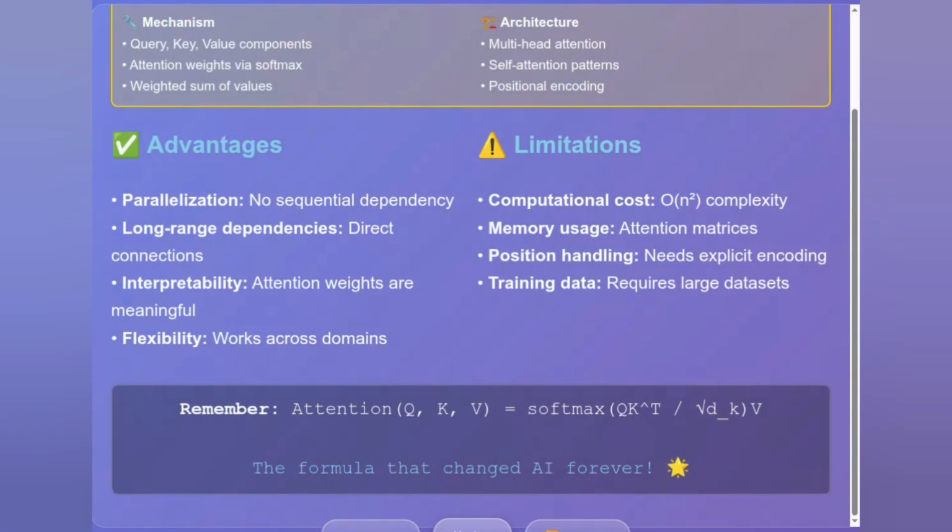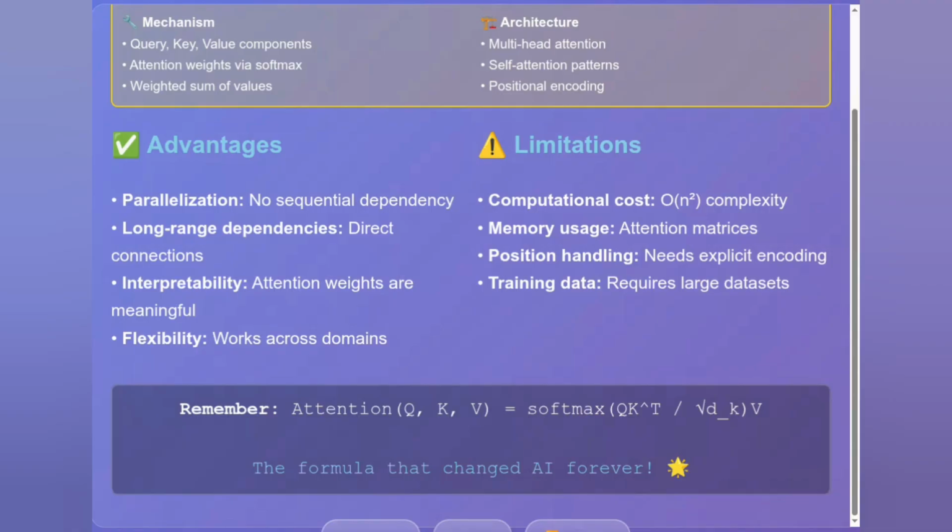Let's wrap up with the key takeaways from our deep dive into attention mechanisms. The core mechanism is beautifully simple: query, key, and value components that let models dynamically focus on relevant information. The attention weights come from softmax normalization, and everything is learned end-to-end. The architecture innovations include multi-head attention for capturing different types of relationships, self-attention for rich contextual representations, and positional encoding to handle sequence order. The advantages are clear: parallel processing instead of sequential bottlenecks, direct modeling of long-range dependencies, interpretable attention weights, and incredible flexibility across domains.